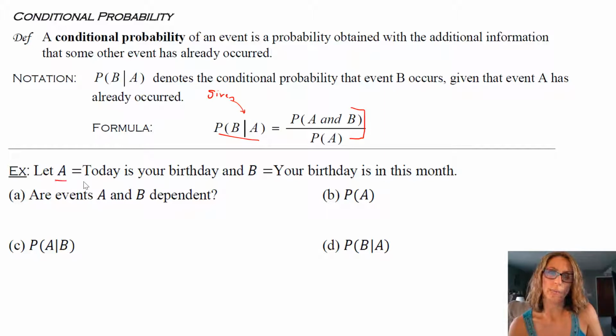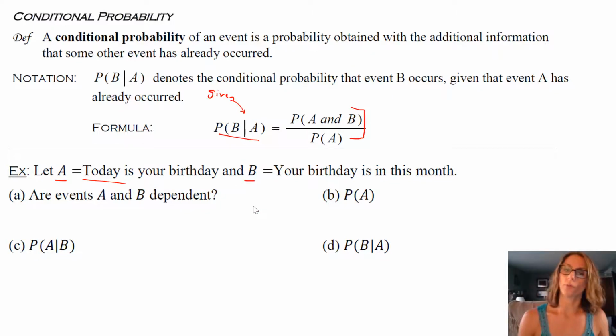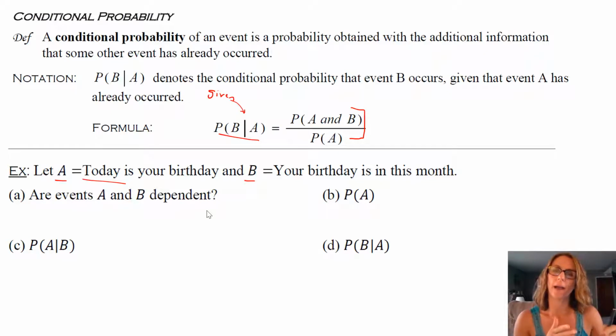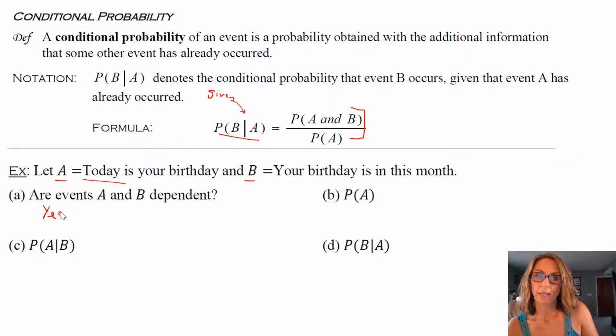So let event A be that today is your birthday. If it is, happy birthday. And event B is that your birthday is in this month. So are events A and B dependent? That means is the probability that your birthday is in this month affected by the fact that we already know that today is your birthday? And from that, we would say yes. Because if you're asking the probability that your birthday is in this month, but it's given that today is your birthday, well, then we know that your birthday is in this month because it's today.